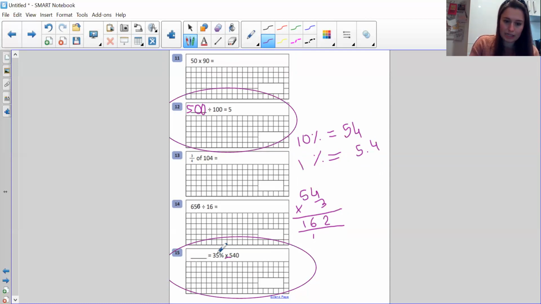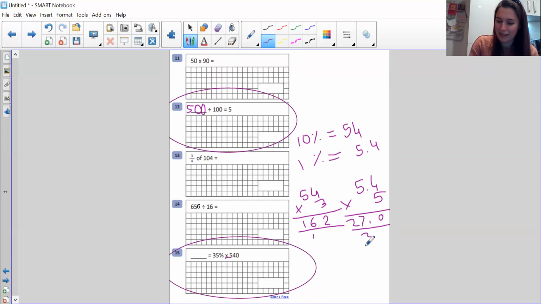So then we need to do the ones column also. How many ones did we need? We needed 5. So let's stack this up carefully. Times 5. Put the decimal in. 5 times 4 is 20 with our regrouping. And 5 times 5 is 25. Add the 2 is 27.